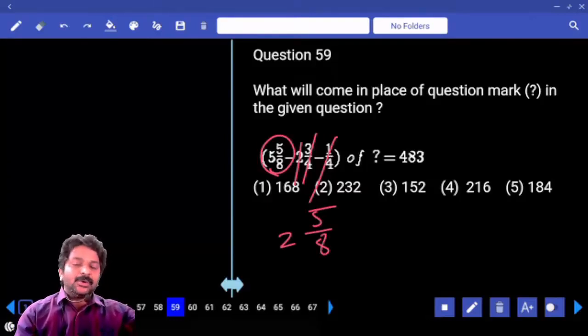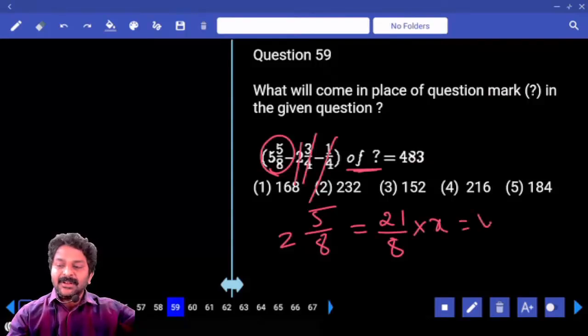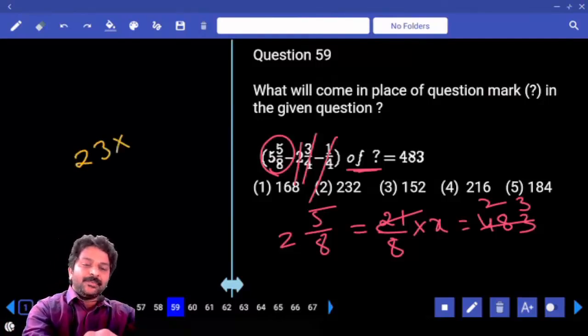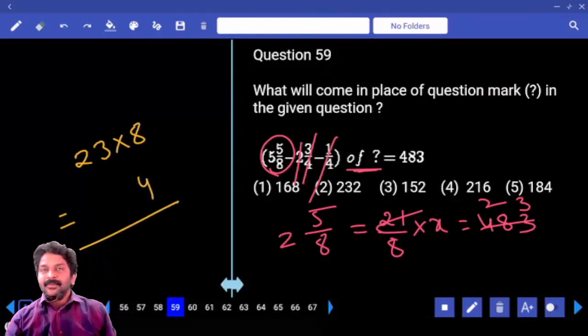Right, convert it. 2, 5 by 8, which is equal to 21 by 8 into, half in the sense multiplication, x is equal to 483. Come on, 21 2 times 42. 63 is left. 21 how many times? 3 times. So x is equal to 23 into 8. Answer must end with, how many options are there? 184 final.